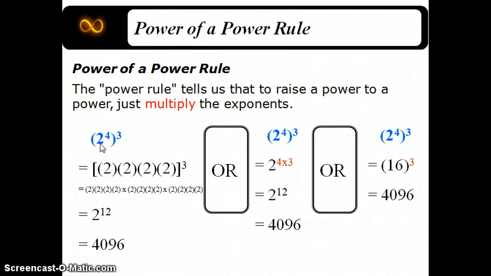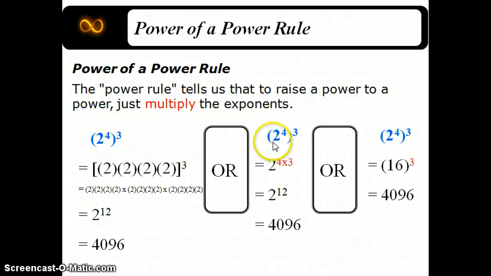This means 2 to the power of 4, which is 2 times 2 times 2 times 2, and now we're going to raise that to the power of 3, which is 2 multiplied by itself 4 times, and we do that 3 separate times. So essentially we're multiplying 2 by itself 12 times. The trick is, or the rule says, I can just multiply 4 times 3 to get 12, and I can skip out all of this.